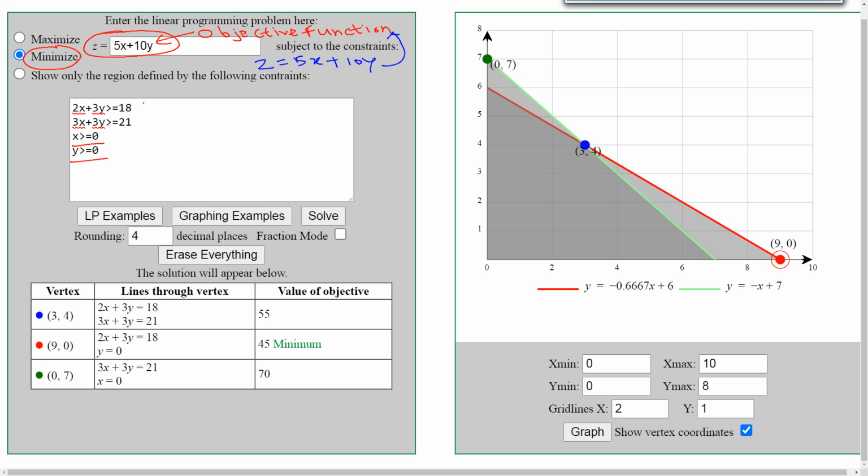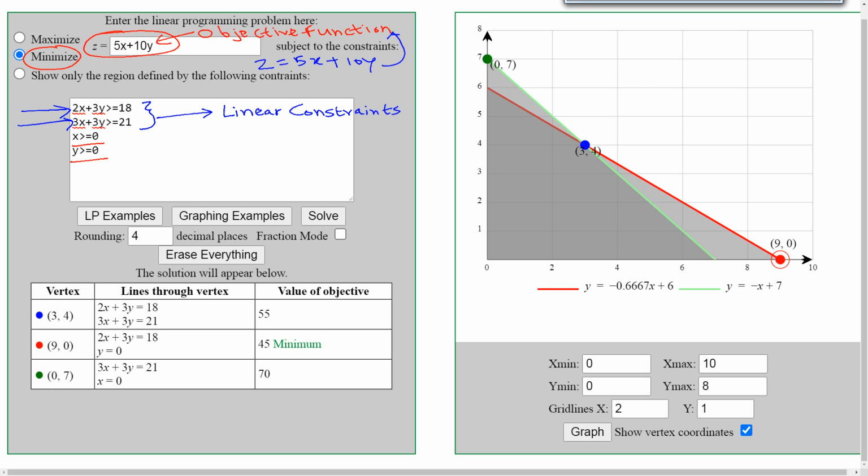The second part that a linear programming problem has is linear constraints. It consists of one or more linear inequalities, so it is called linear constraints. Here we have two linear constraints: 2x plus 3y is greater equal to 18 and 3x plus 3y is greater equal to 21.